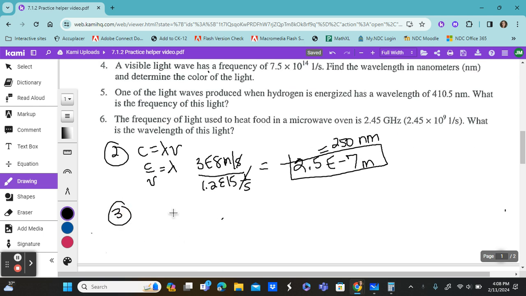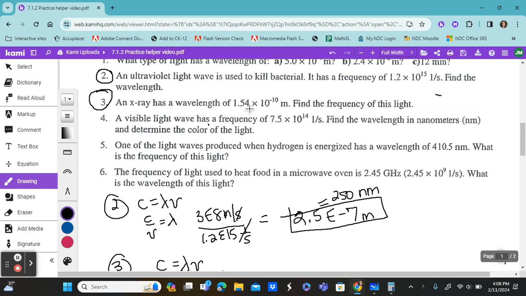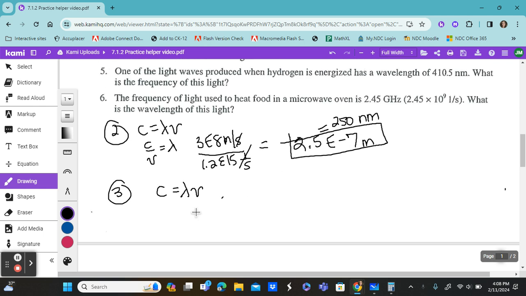Number 3, we're still using this equation, the wave equation, but we are solving for frequency this time, so it's this one. So you're still using 3e8 meters per second, but this time we're going to divide by the wavelength to get the frequency. So they're giving it in meters, which is good, but you should always check that because, again, our units need to cancel out. So I would recommend maybe writing your units out.